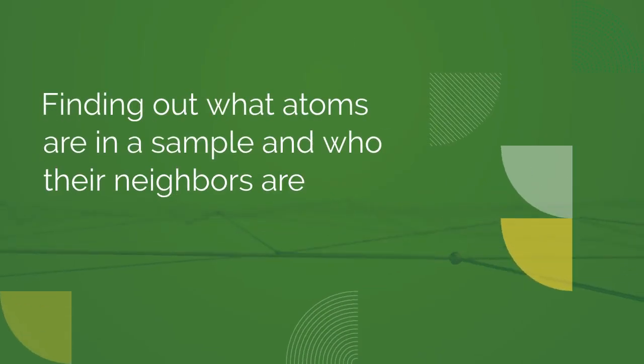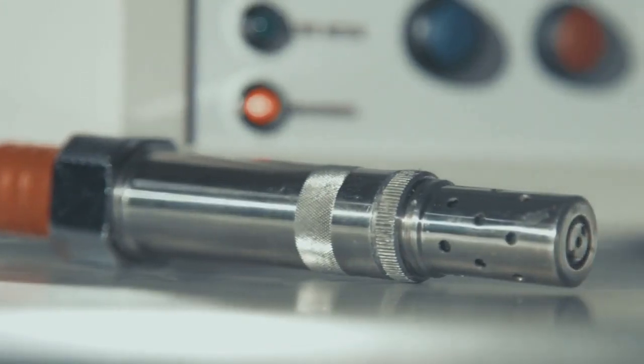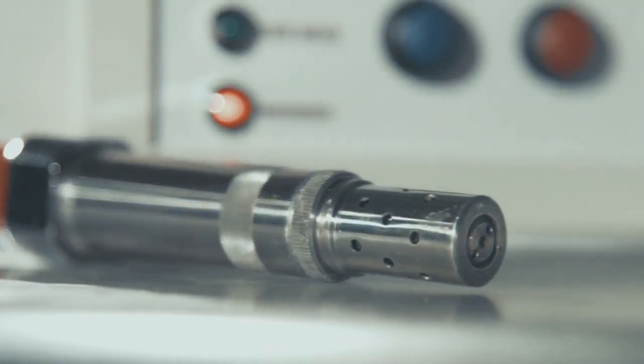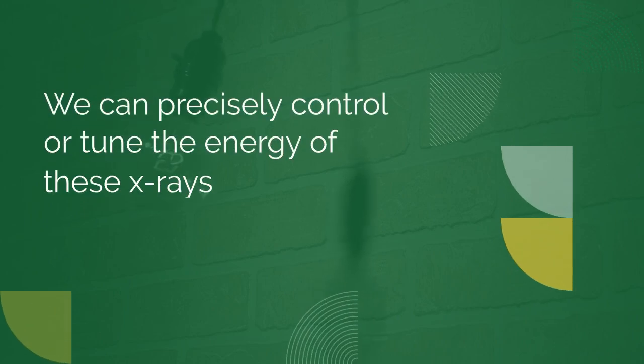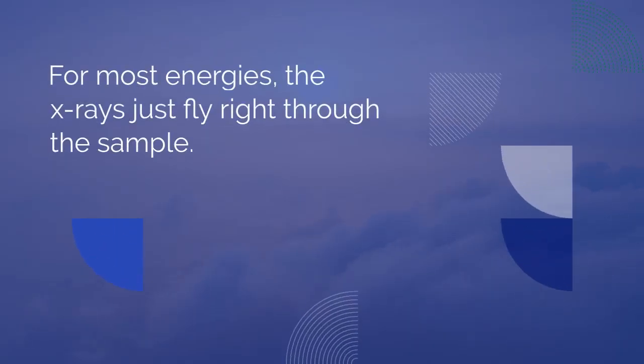In simple terms, XAS is a way to find out what atoms are in a sample and who their neighbors are. It works by shooting a beam of high-energy X-rays at a material and measuring how many of those X-rays get absorbed. The key is that we can precisely control, or tune, the energy of these X-rays. For most energies, the X-rays just fly right through the sample.